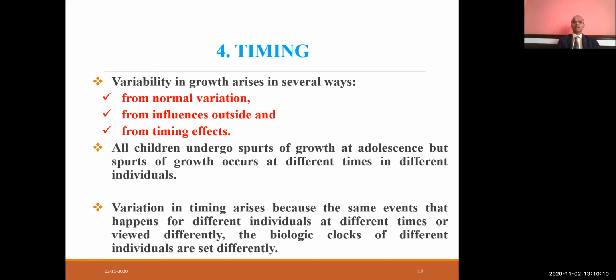So variation in timing arises because the same events that happen for different individuals at different times are viewed differently. And also the biological clock of different individuals are set differently. So there occurs variability.